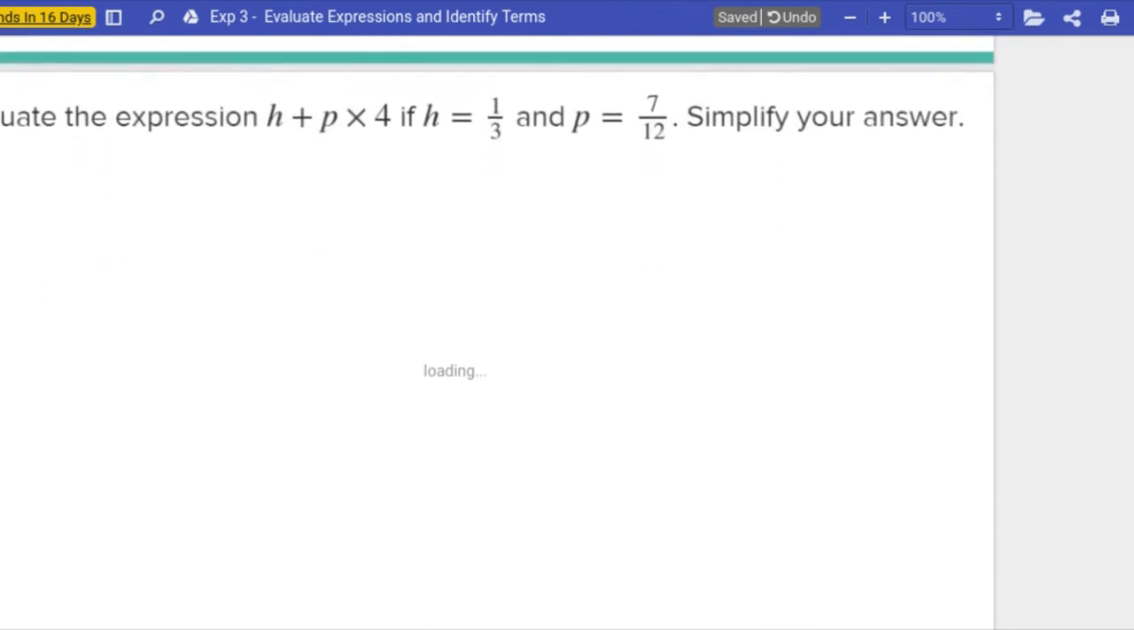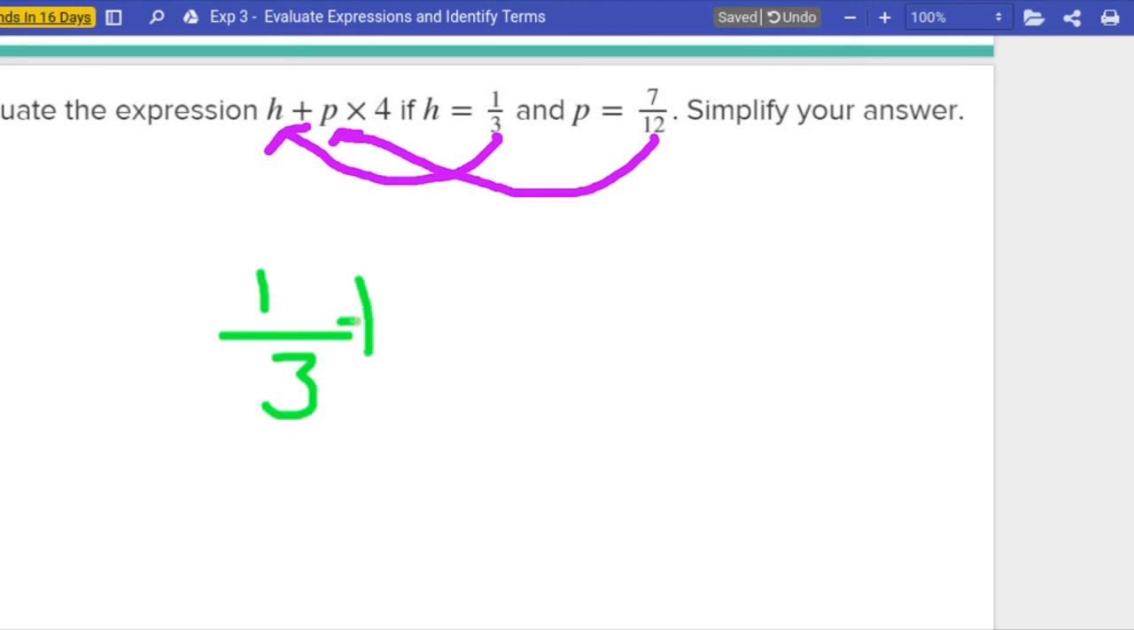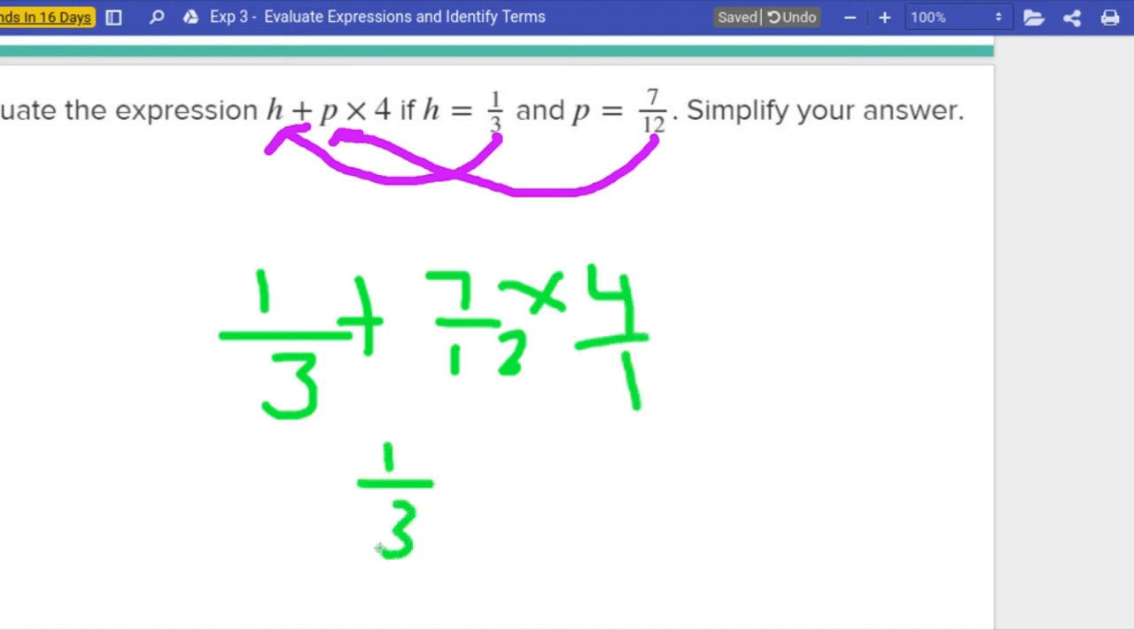All right, this one looks pretty similar, except that we are using some fraction values. So h is equal to 1/3, so I'm going to substitute 1/3 there. And p is equal to 7/12, so I'm going to substitute that in right there. So I would have 1/3 plus 7/12 times 4. So I would need to multiply first. So I would have 1/3 plus 28/12.